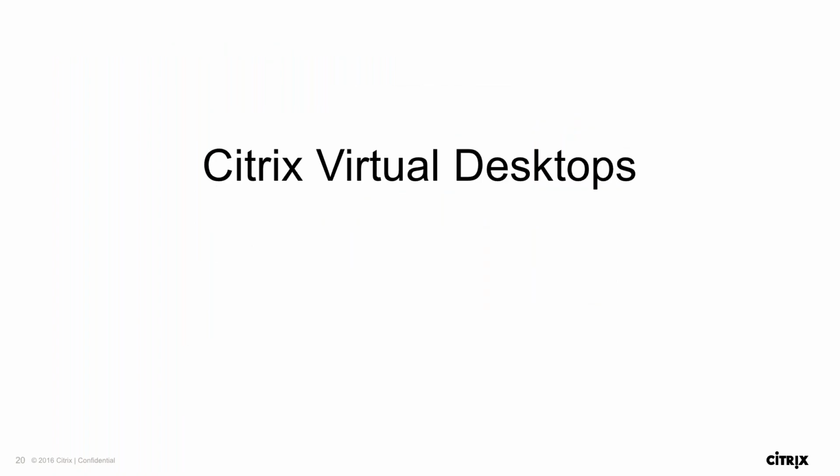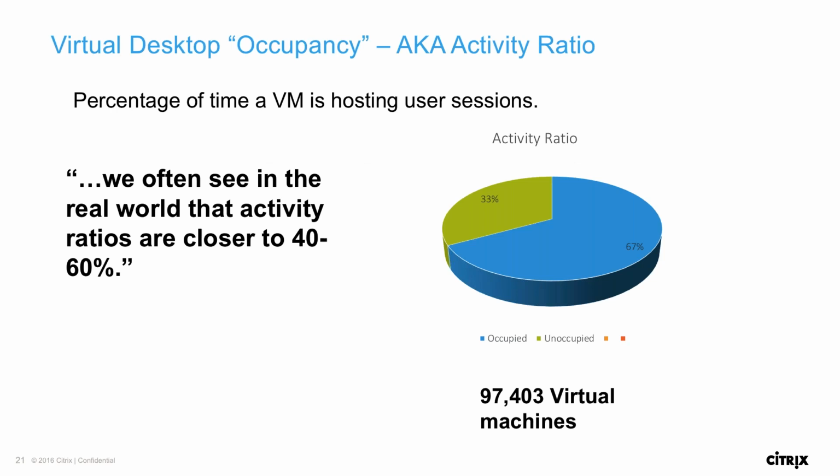So next, let's look at Citrix Virtual Desktops. One of the things that Nick talks about in his article is what he calls activity ratio. The way he defines activity ratio is the percentage of Citrix Virtual Desktops that are in use versus the ones that are not in use or idle. There's no users logged in. Or the way we did it in our data, you can see here, occupied versus unoccupied.